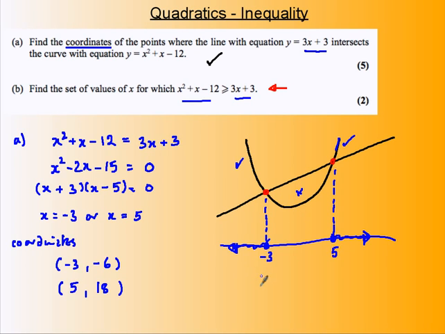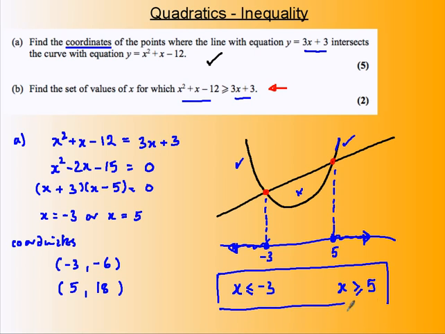So what am I looking for? Well, I'm looking for the two regions. One is x down here, less than or equal to minus 3. And I'm looking for the other region up here, x greater than or equal to 5. Graphs and a quick sketch are often a very good idea when you're solving quadratic inequalities. Usually makes things easy to see. There's my solution, and that is done.